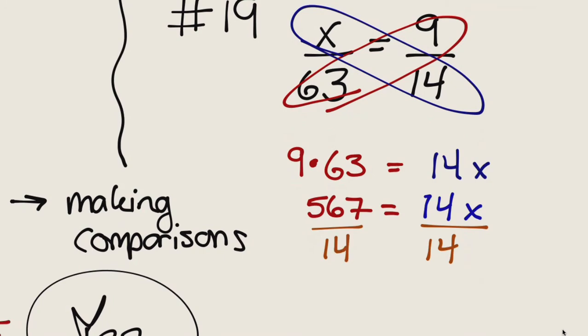What happens to my 14s on the right-hand side? Absolutely they do. They go away because if you have the same number in top and bottom, it really becomes 1. So we don't really need to write it anymore. We call this canceling, but it doesn't really go away. It just turns into a 1. All right, and 567 divided by 14 is 40.5.